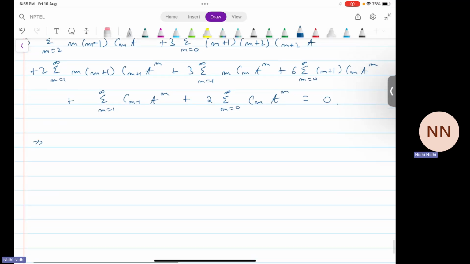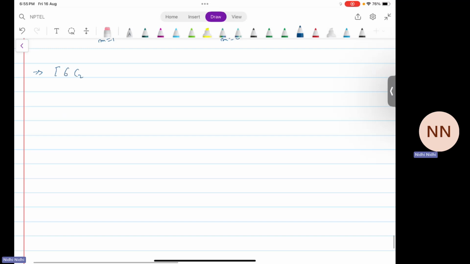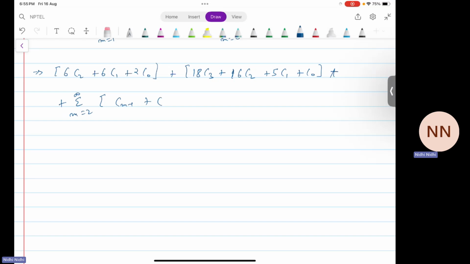So this implies 6c2 plus 6c1 plus 2c0 plus 18c3 plus 16c2 plus 5c1 plus c0 times t plus summation m from 2 to infinity c_(m minus 1) plus c_m times 2 plus 2m plus 1 (m plus 3) c_(m plus 1) plus 3 times (m plus 1)(m plus 2) c_(m plus 2) times t to the power m equals 0.